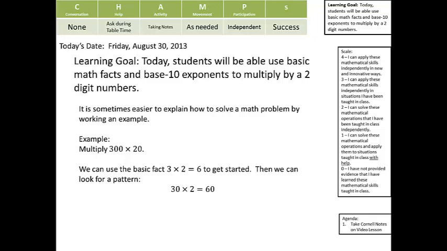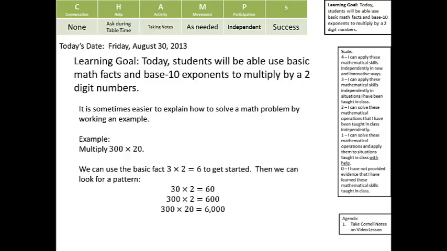So we add a 0 to the 3, and that gives us 30 times 2, and we know that's equal to 60. We add another 0 to the 3, that gives us 300 times 2, and that equals 600. And then we add a final 0, this time behind the 2, which gives us 300 times 20. And if we work that out, we'll see that that equals 6,000.